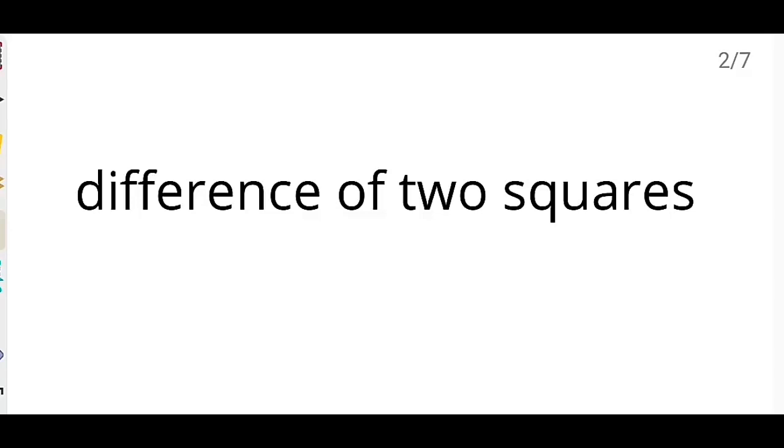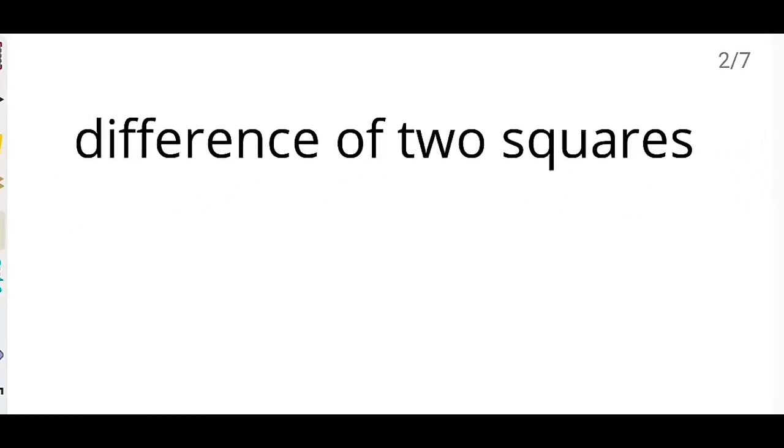Today we want to look at a difference of two squares.